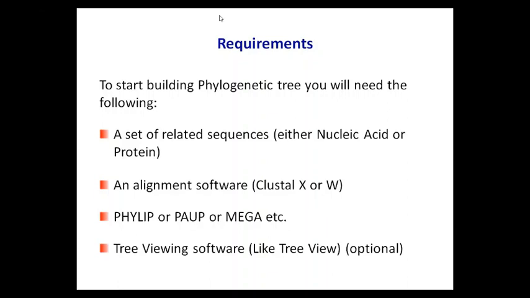Then also, for some software like PHYLIP, you need other software for viewing trees. A tree view software is essential when you use PHYLIP, but it's not essential when you use MEGA, because MEGA itself has a tree view software with it. So these are the requirements for a phylogenetic analysis. When we do it practically in the next class, we will get to it.